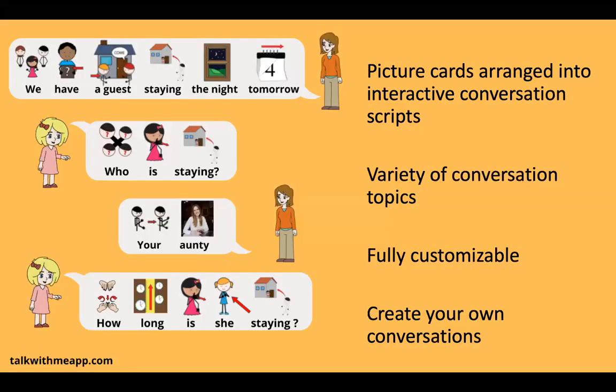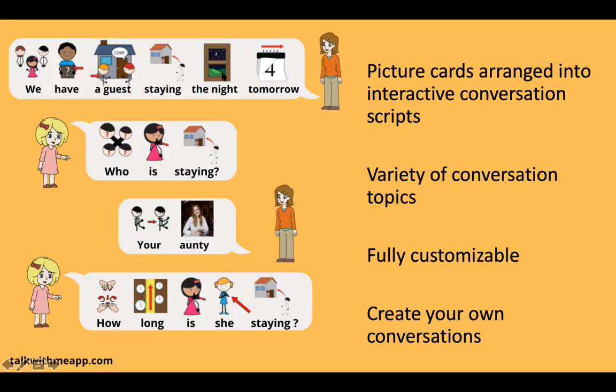So let's try and understand what Talk With Me really does. Many of you would be familiar with the idea of using pictures. Especially if your child doesn't have verbal ability or has limited verbal ability, you may be using pictures to communicate with them. So just imagine laying out the conversation in a picture format like this on the left hand side. So let's say you have a sentence that says, "We have a guest staying the night tomorrow." Each word here or each meaningful chunk of the conversation is represented by a picture.